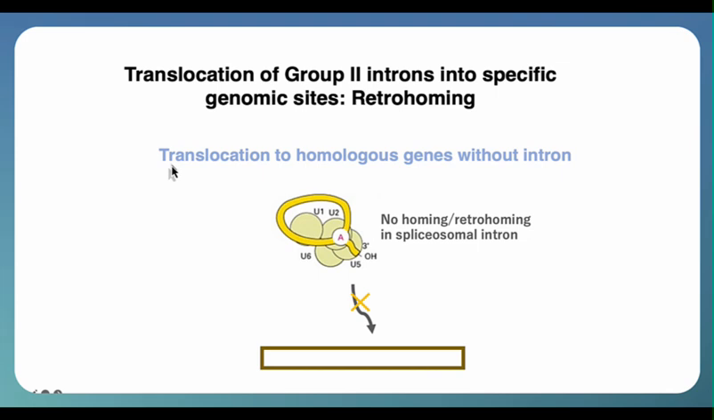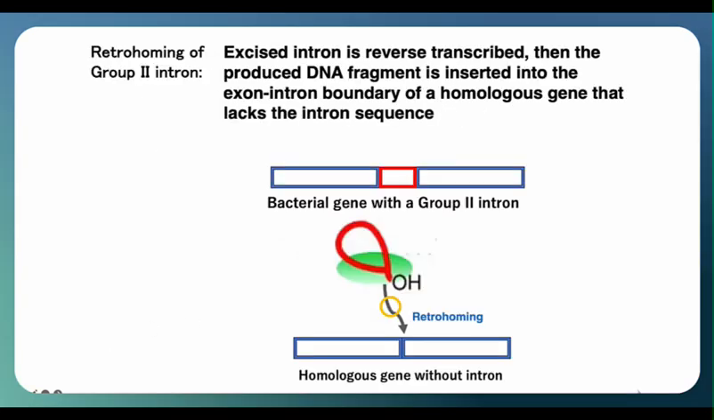site with a particular nucleotide sequence through a reverse reaction of intron splicing. In many cases, such specific nucleotide sequences are found in homologous genes that do not contain the intron. This transposition reaction is called retrohoming, because the intron is reverse transcribed back to the original site. Retrohoming is a reaction that does not occur with spliceosomal introns. I will now explain the retrohoming of Group II introns.